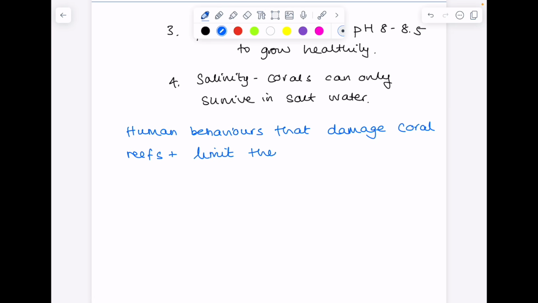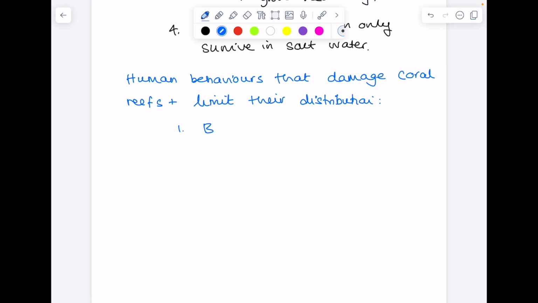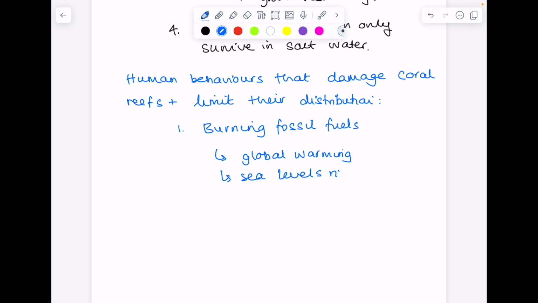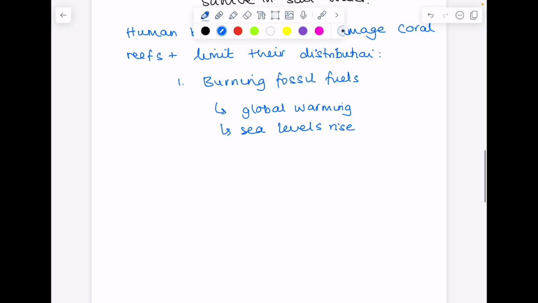I've already touched on one. Burning fossil fuels leads to global warming. Sea levels rise. Coral bleaching takes place. That's when all those polyps are released and effectively the coral reef dies, and then just general damage by tourist activity or pollution.